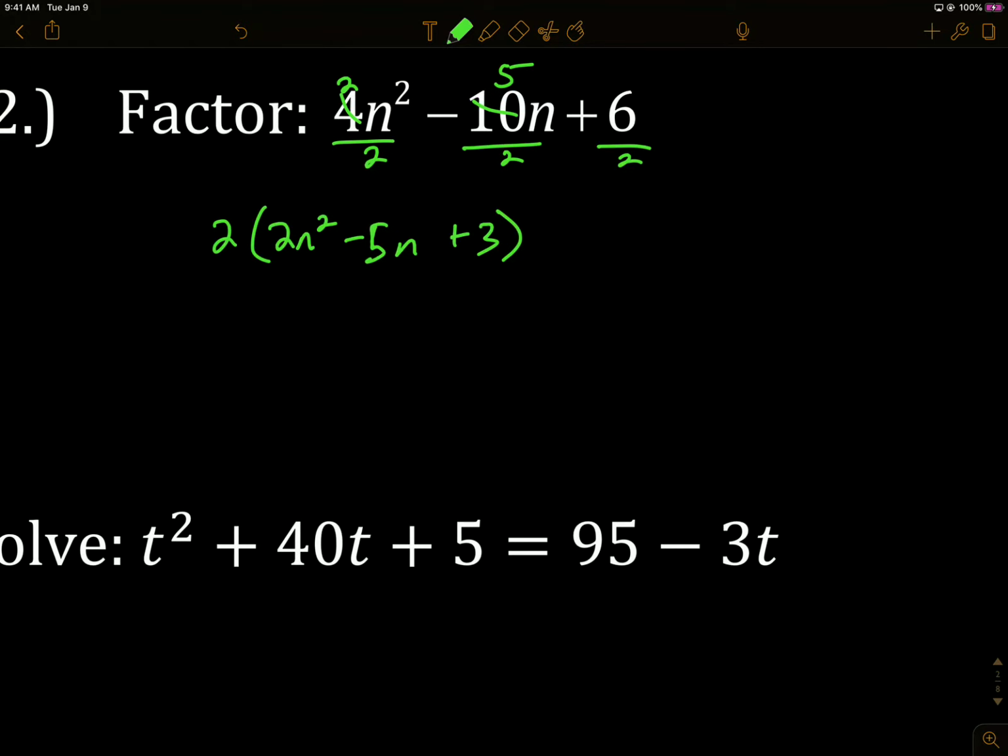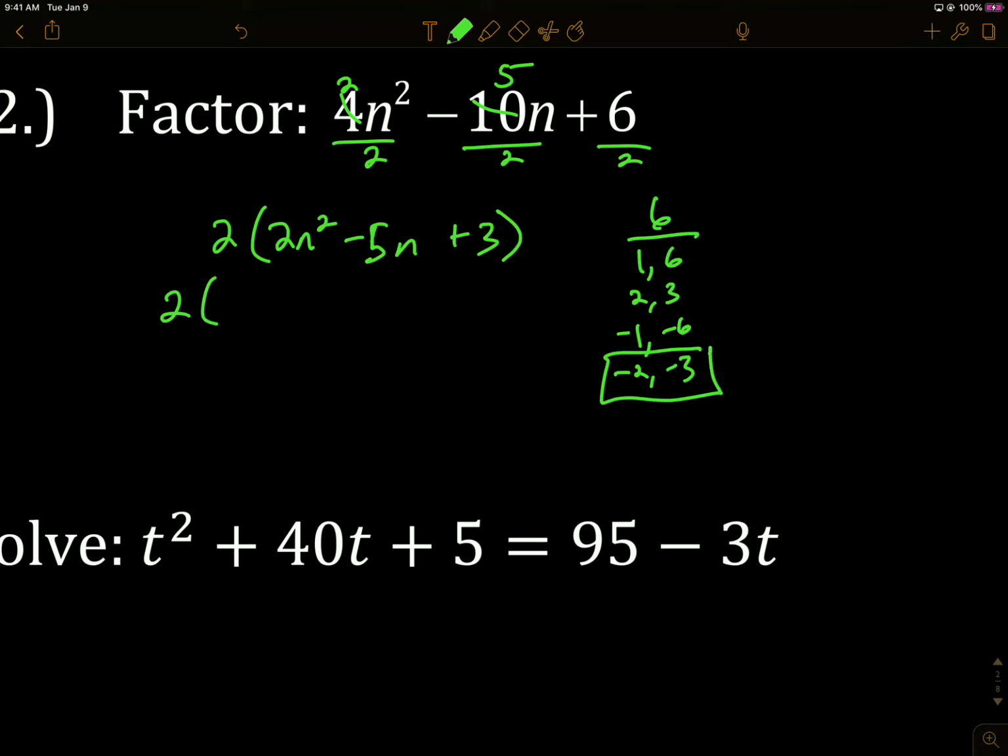Since that's an n squared, I can factor further. I've got an a that is not 1, so I've got to do a times the c to get me a 6. So the 2 times the 3 gives me the 6, right? Now I'm looking for numbers that multiply to 6 but add to negative 5. So I'll go 1 and 6, 2 and 3, and that's the end of my list. Negative 1 and negative 6, negative 2, negative 3. These are the ones that add to negative 5.